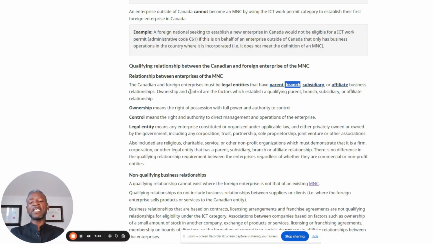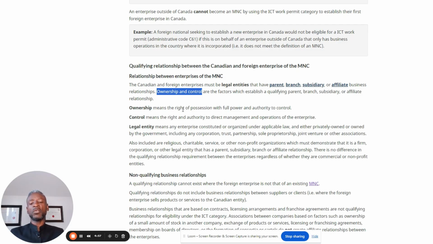And the thing that dictates whether or not there is a legal relationship is ownership and control. So is there common ownership and control between the entities? So the Canadian parent company and the branch in the US and the branch in India, for example, is there common ownership and control? Do the parties that own these entities, are they the same parties? That is what will dictate ultimately what the legal relationship is.